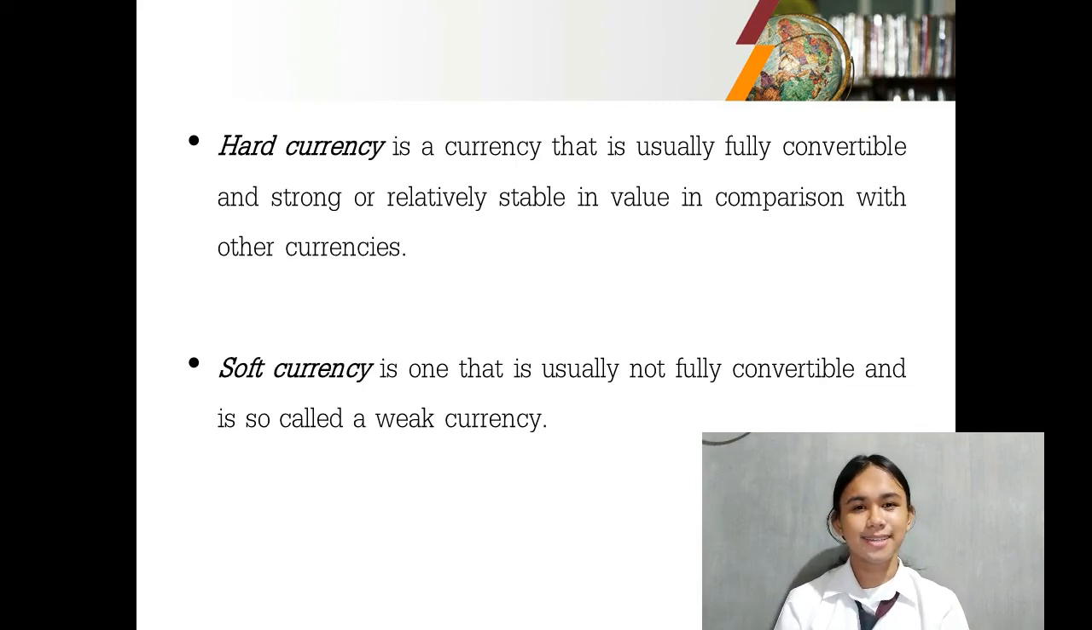Hard currency is a currency that is usually fully convertible and strong or relatively stable in value in comparison with other currencies. It means it is a currency of a strong nation that is not likely to depreciate suddenly. Examples of hard currency are the euro and dollars, while soft currency is one that is usually not fully convertible and is so-called a weak currency. So it is a currency of an economically weak country, and also it is sensitive and easy to depreciate. People do not expect a soft currency to maintain its value over time compared to hard currencies.